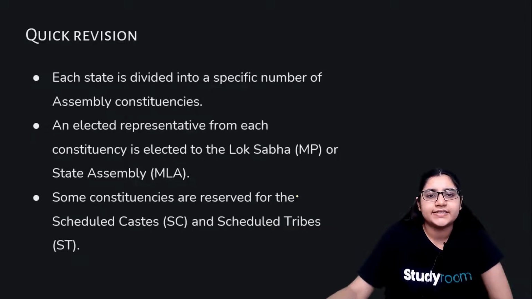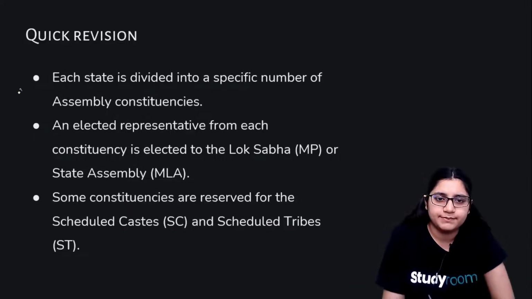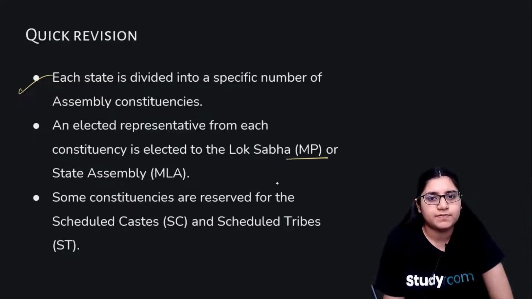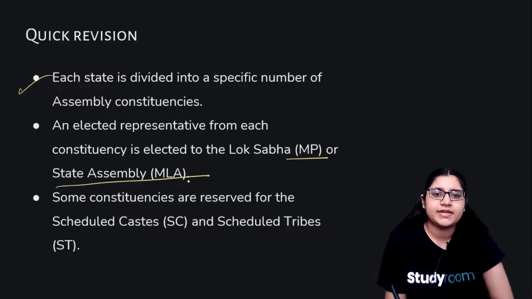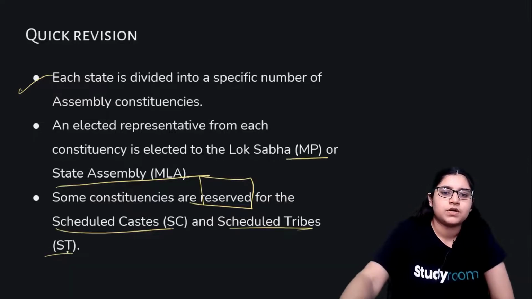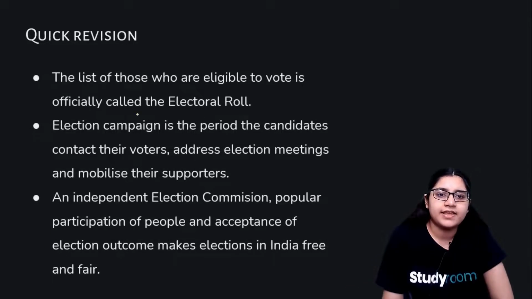Each state is divided into a specific number of assembly constituencies. An elected representative from each constituency is elected to the Lok Sabha. He becomes a Member of Parliament, and in the state assembly, a Member of Legislative Assembly. Some constituencies are reserved for SCs and STs. And the list of those who are eligible to vote is officially called the electoral roll.